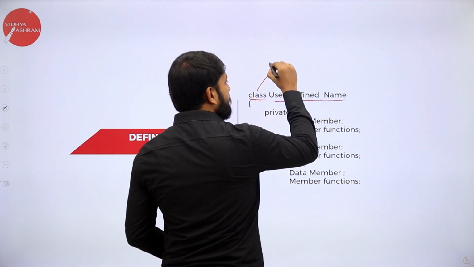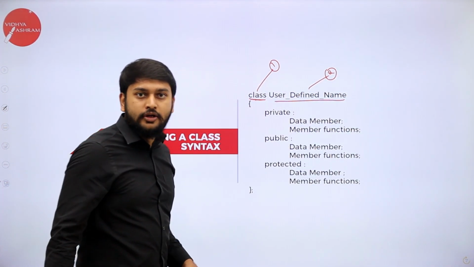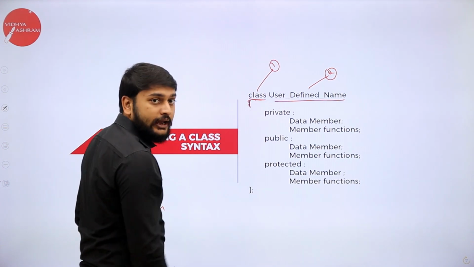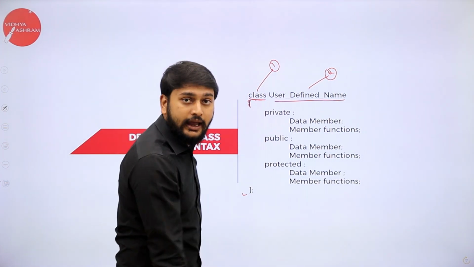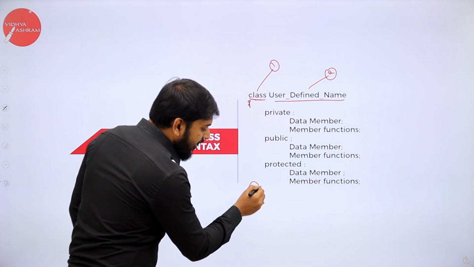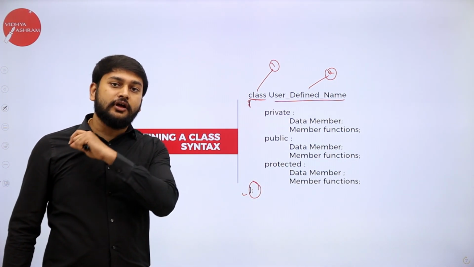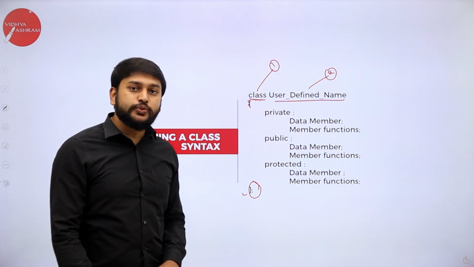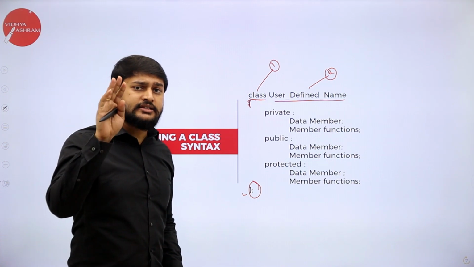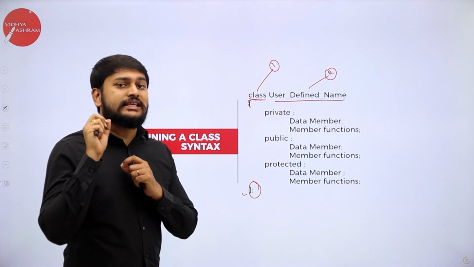So this is the first thing that I should remember. This is the second thing that I should remember. The third thing: my class always starts with a flower bracket and ends with a flower bracket. You need to observe one thing. Here I have ended my class with a semicolon. If you come across a flower bracket followed by a semicolon, that means exactly at that position your class ends.